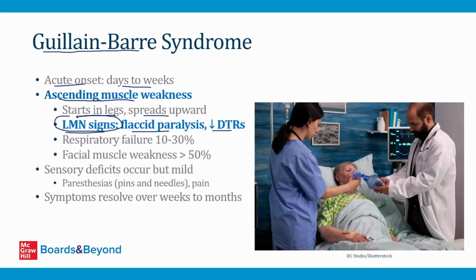As the symptoms ascend over the body, you can see respiratory failure from respiratory muscle weakness. This occurs in up to 30% of patients. And sometimes the symptoms ascend so high that you get facial muscle weakness. This occurs in about 50% of patients. There are sensory symptoms associated with Guillain-Barré syndrome, but these are mild. These are usually things like paresthesias, meaning pins and needles, or symptoms like pain. And left untreated, if the patient survives and doesn't die from respiratory failure, the symptoms of this condition usually resolve on their own over weeks to months.